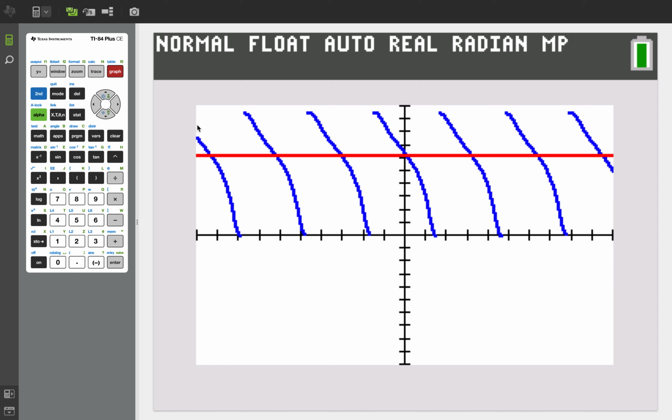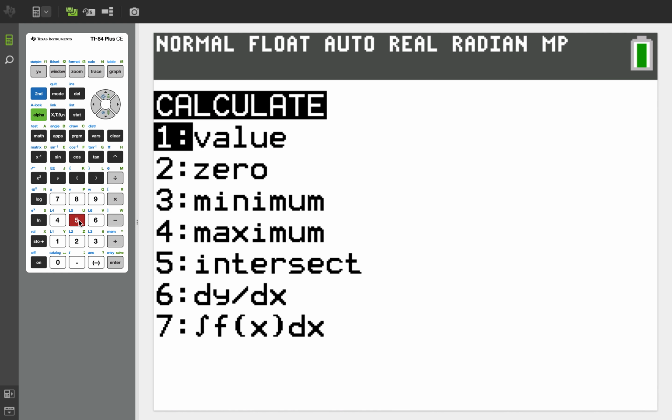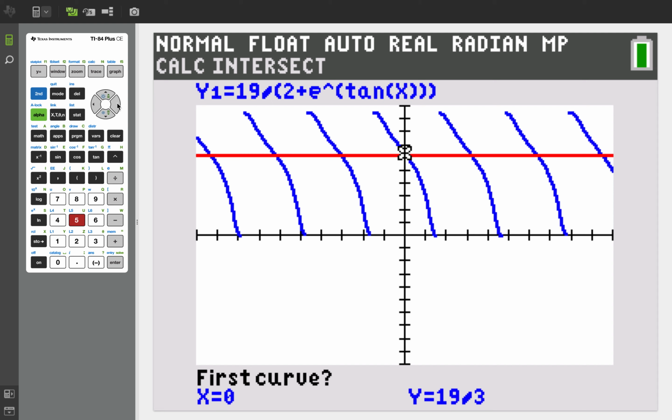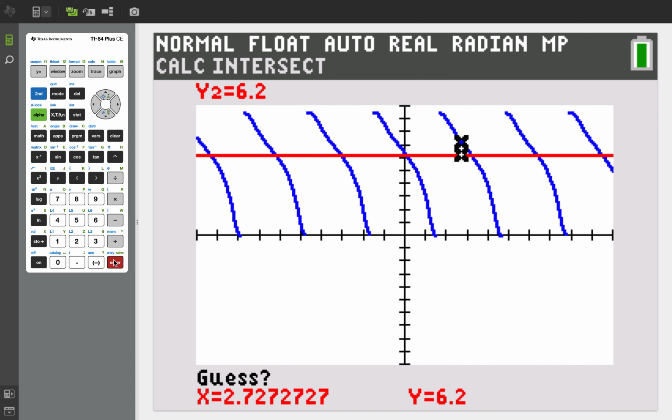That was the interval. So we would go to second calc, number 5 intersect, and I'm going to arrow over a little bit. First curve, okay, this is kind of weird. I'll just go, there we go. First curve, enter, second curve, enter, and there's my intersection point.